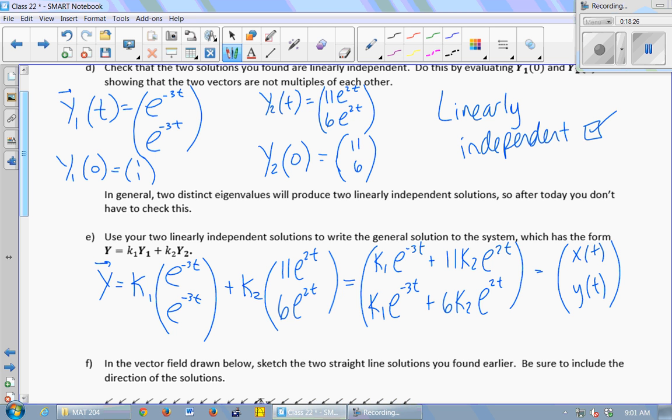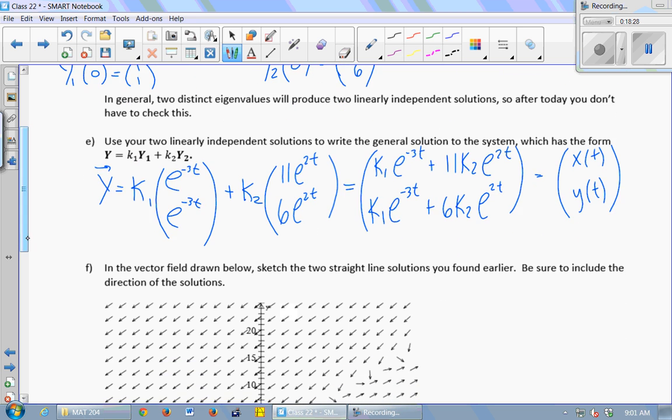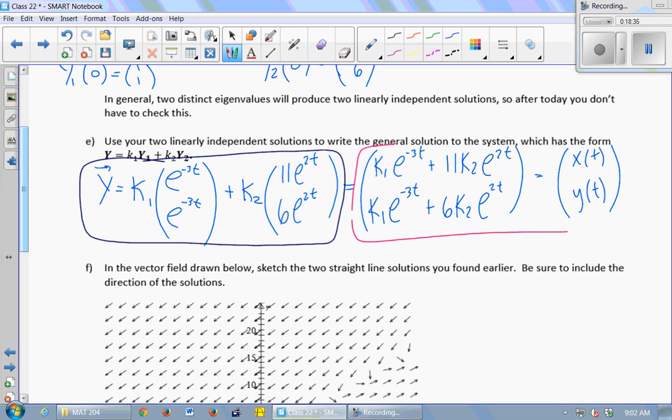All right, so there's my general solution. Again, you could have circled this. You could have circled this. And there's even another way that you could have written it, but I ran out of space.